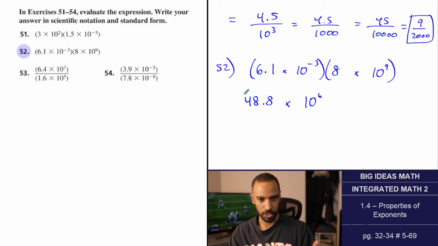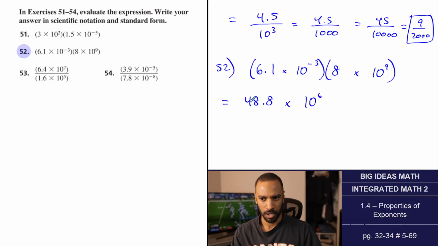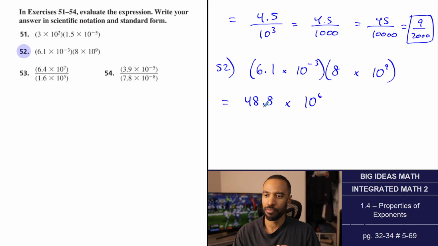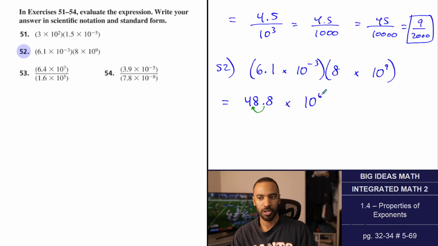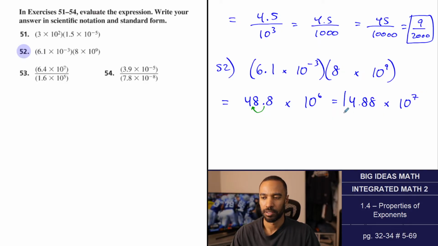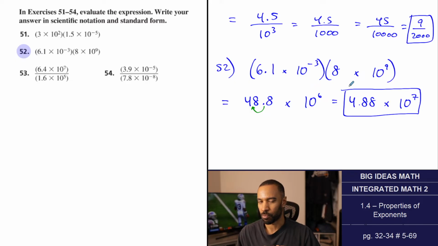So there's one version. This is not yet scientific notation, though, because scientific notation is more about just the ones place. So if I move this over to make the number 10 times smaller, then I have to make this portion 10 times larger, which means I have to increase the exponent by 1. So this will become 4.88 times 10 to the 7th power. So that's the proper scientific notation version that they'd want.